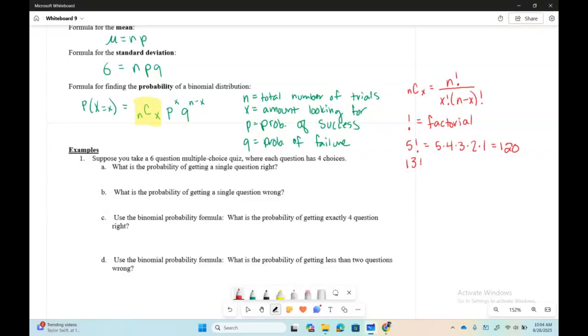13 factorial would be 13 times 12 times 11 and so on, all the way down until you get to 1. And 13 factorial is a really big number. As you can imagine, these get big pretty fast. Let's see, 6 billion something.